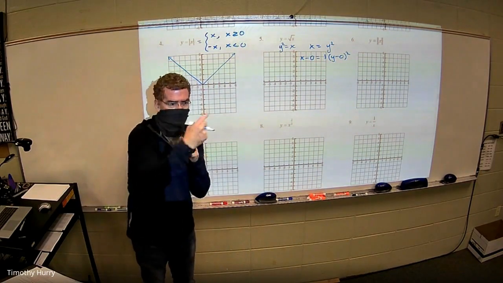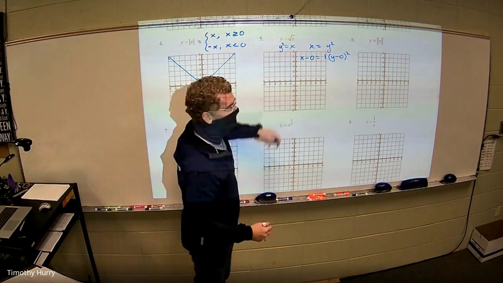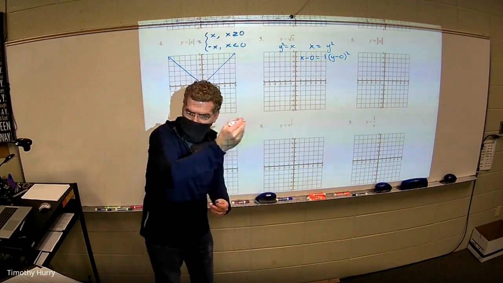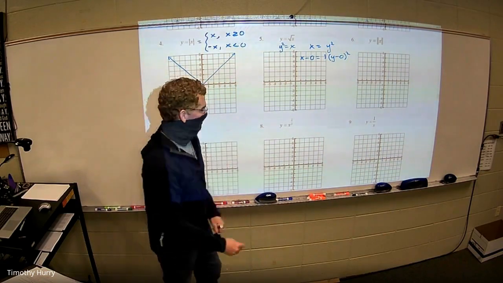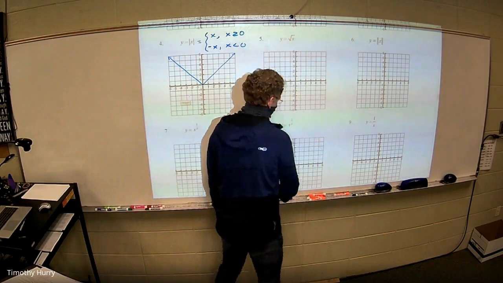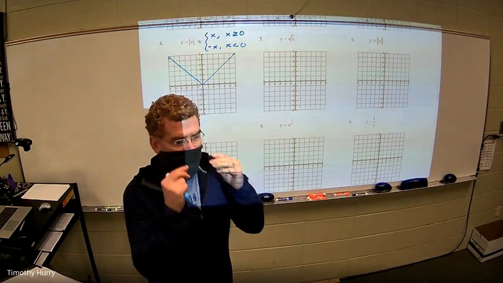And which part do you keep? Do you keep both of them? No, only where y is positive. So this ends up looking like a half of a parabola going to the right with the top half. You don't have to memorize that. Think to yourself, what are the easiest points to plug in there that I will be able to take the square root of?